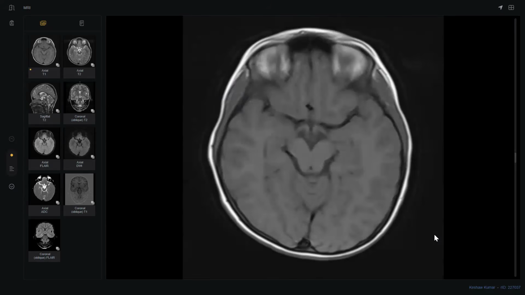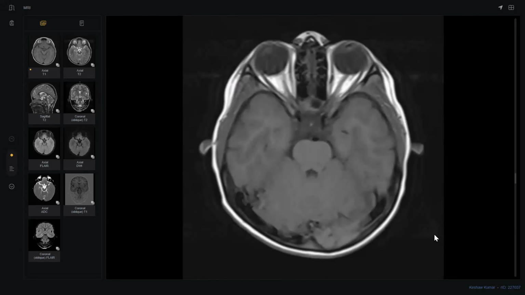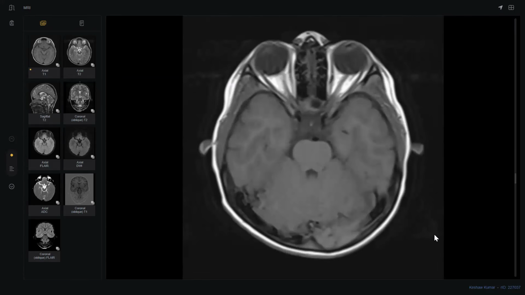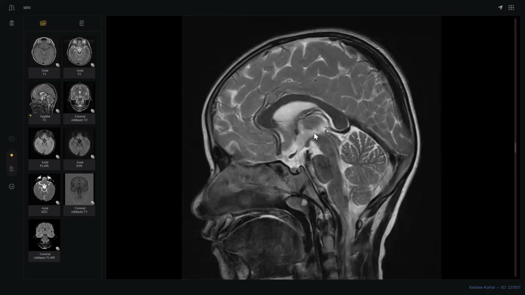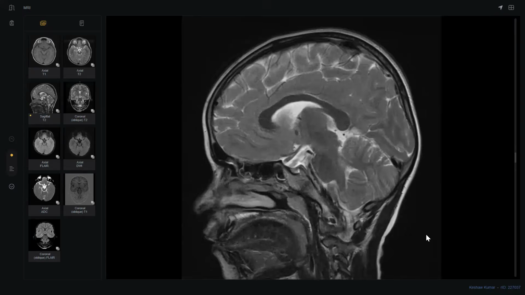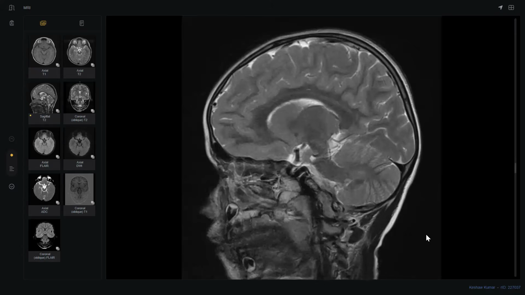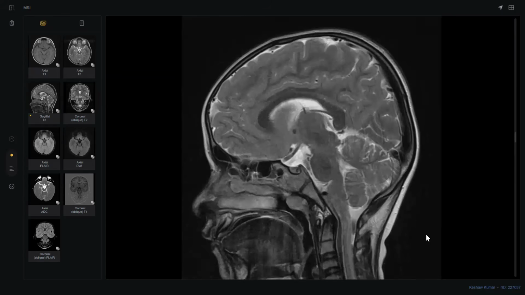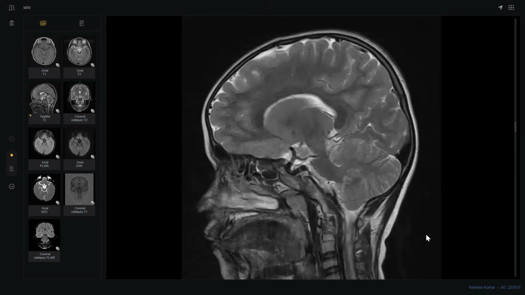I'm trying to look at the sella. The sellar region appears to be of hypointense signal. I would reconfirm it on the sagittal sequence as well. So these are the sagittal sequences.